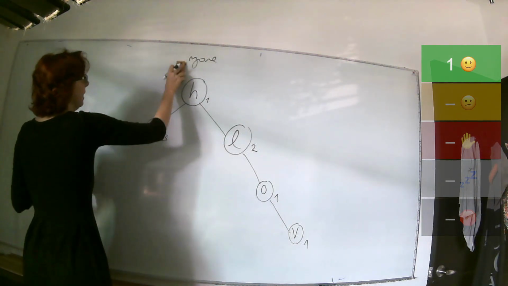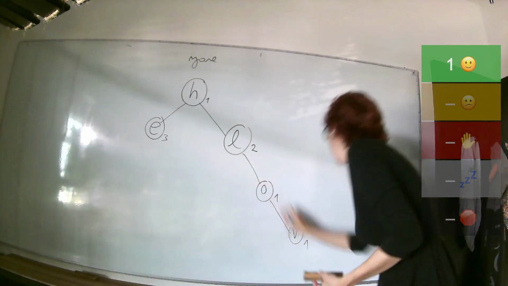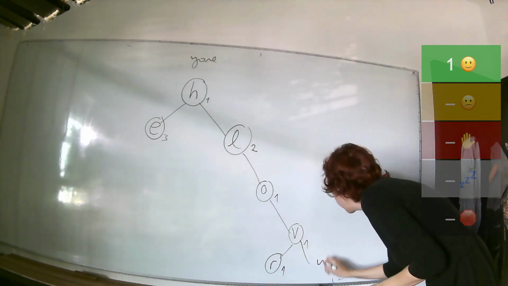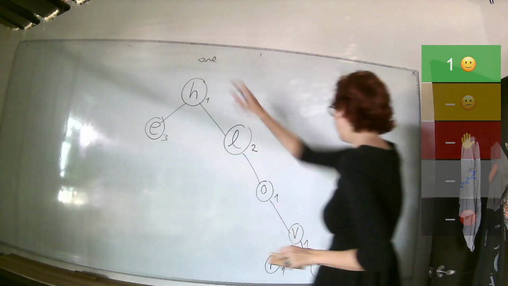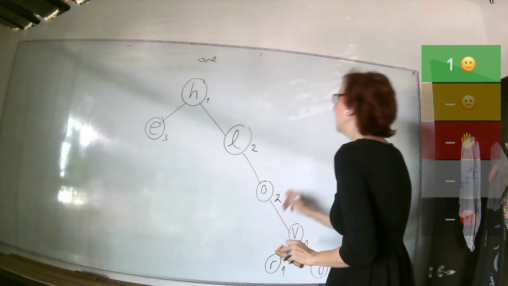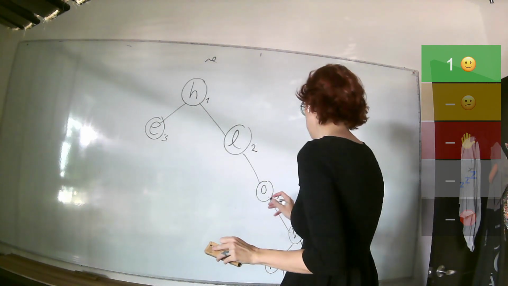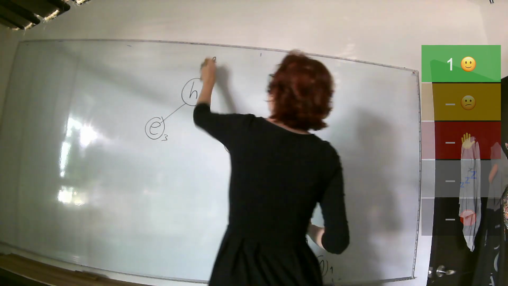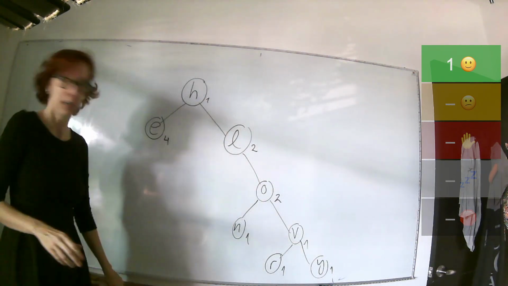R is going to be before V, but after O. Then we're going to get a Y. It's going to be after V. Then we're going to get a new O, so we're going to update the O. Then we're going to get an N. N is before O, but after L. And then we're going to get yet another E. So the E is going to go here. So this is what we're supposed to be getting.